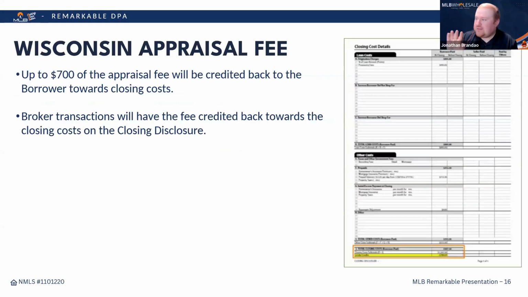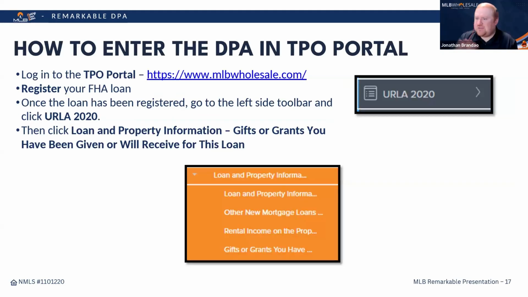Here's what I mentioned earlier: if you have a borrower buying a property in the state of Wisconsin, they get that lender credit of up to $700 as well. That goes towards the cost of the appraisal. And then, like I mentioned, we're going to follow up with everybody who joined today with the slides.